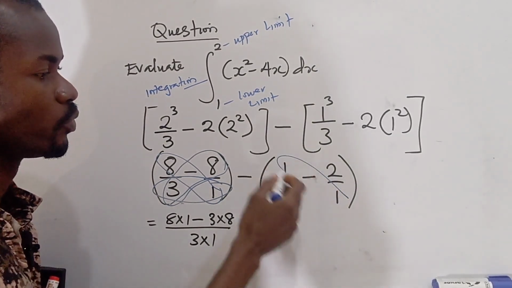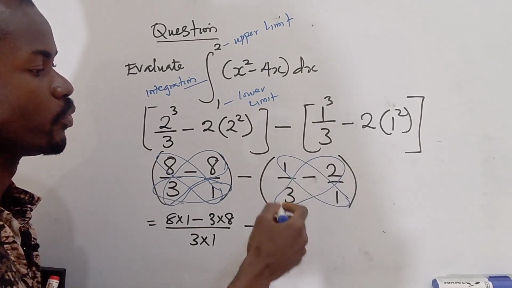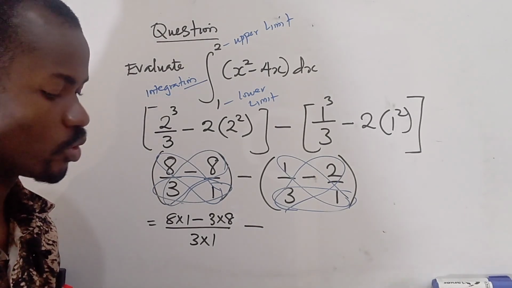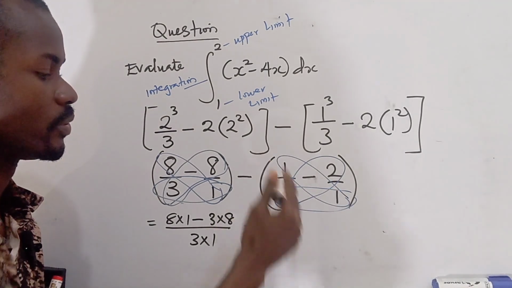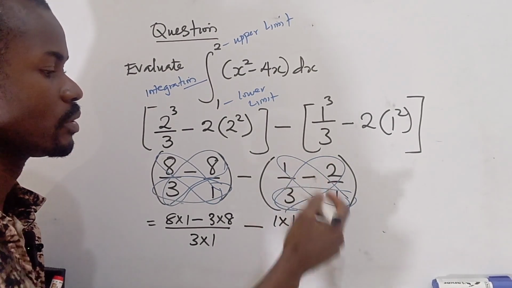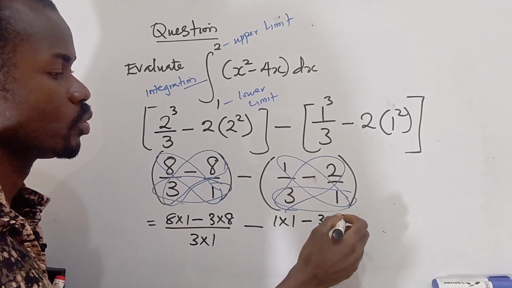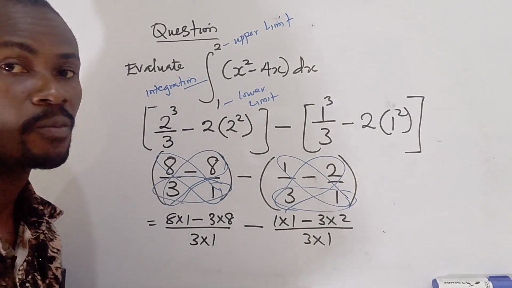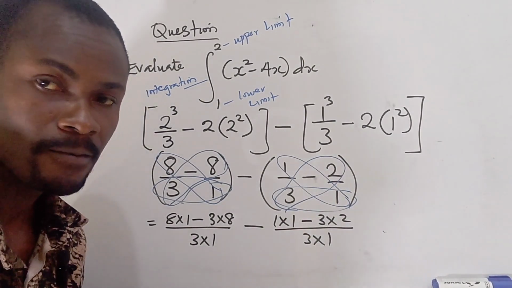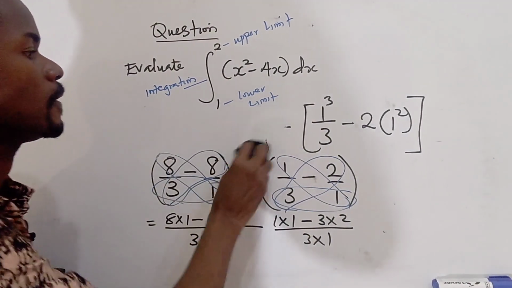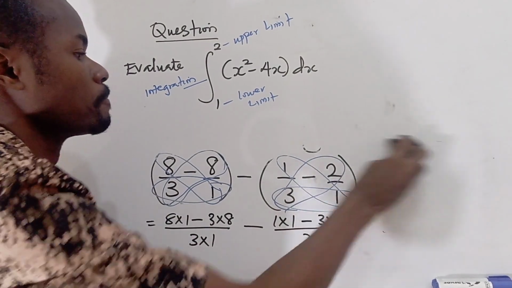We'll do the same here. First, I'm going to go this way. Then I'm going to go this way. And finally this way. So you always start from this to this. So we have 1 times 1 minus 3 times 2, divide by 3 times 1. Alright? So I want to express this. Let's see what this gives us.